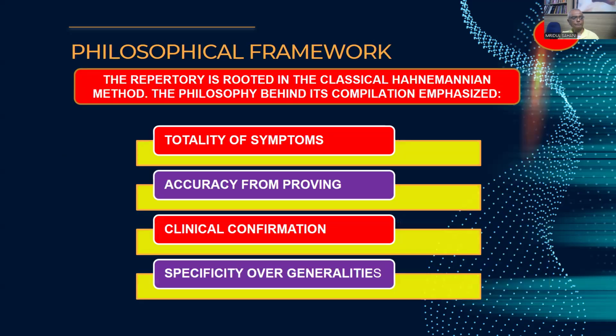Now, the philosophical background for this repertory depends on four principles: totality of symptoms, accuracy from provings, clinical confirmation, and specificity over generality. Totality of symptoms doesn't mean one symptom, but the entire set of symptoms, including the individual symptoms. When you talk about totality of symptoms, you have to think about the totality of individual symptoms and the totality of life symptoms. Accuracy from proving is also very important. Clinical confirmation is also very important, and specificity over generality. So this is the philosophical background for this repertory.